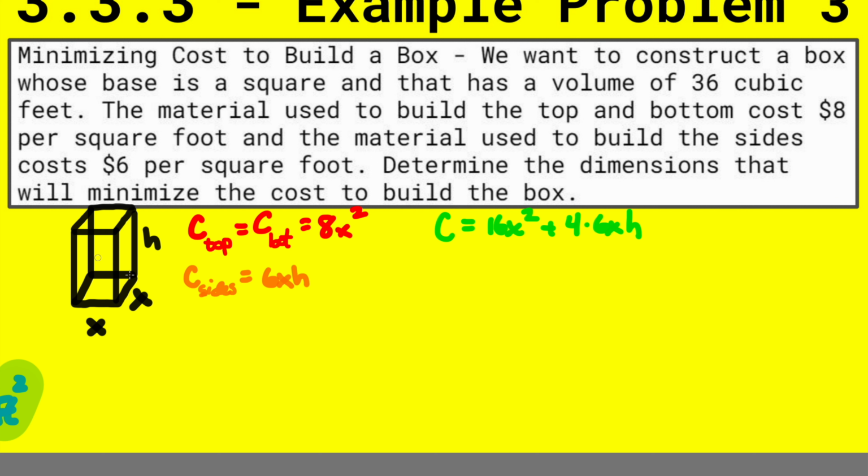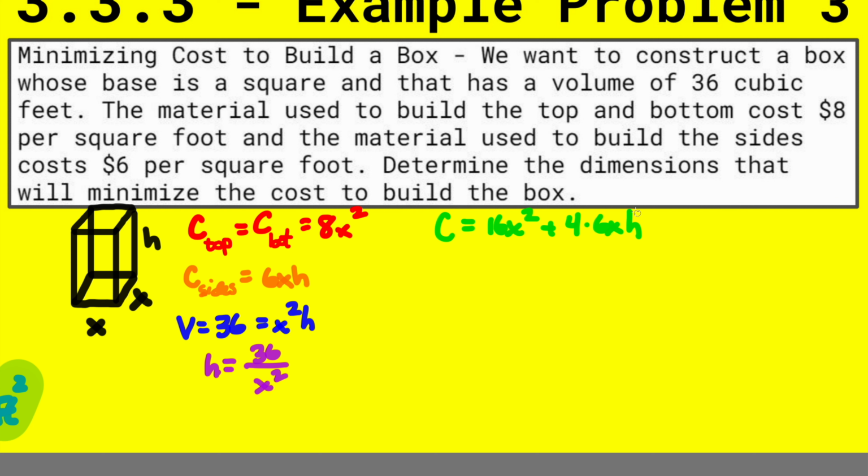So one thing I did not write down is the volume of this thing has to be equal to 36 cubic feet, which is equal to x squared times h. Okay, this blue equation that I just wrote is going to be your ticket to making it so there's only one variable for that cost equation. So we're going to solve for h.